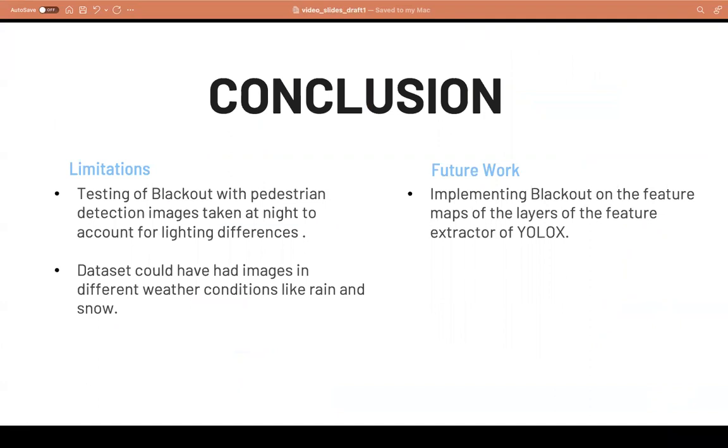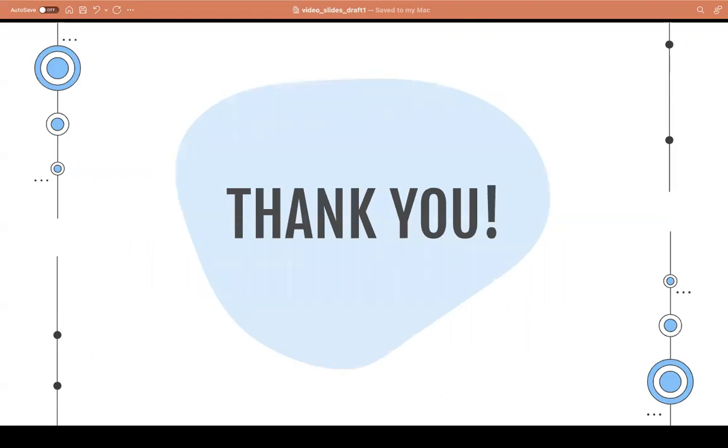and in normal weather. But to make our model more robust and domain specific, we can add images that have been taken at night or in other weather and lighting conditions, such as rain and snow. Future work includes implementing Blackout on the feature maps of the layers directly of the feature extractor so that we can also see how this affects the accuracy. So this leads to the end of our sharing, and thank you so much for your time.